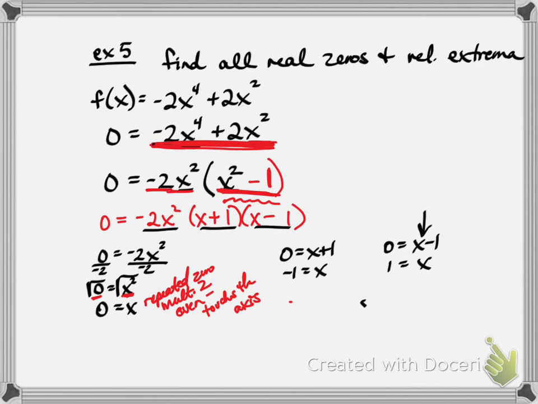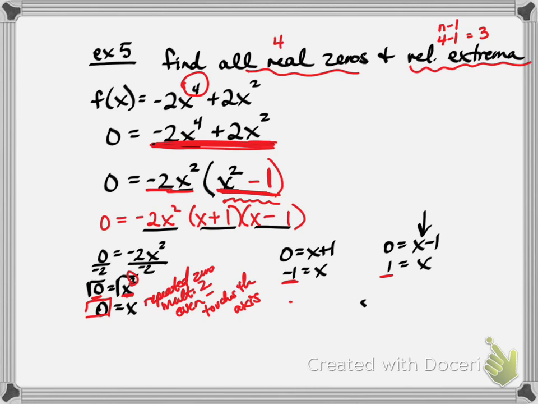But altogether, this was a 4th degree, so we could have at most 4 real zeros. Well, we have 1, 2, 3, but this one was repeated twice. So 1, 2, 3, 4. So that's great. We could have at most n minus 1 relative extrema. So at most 3 relative extrema, and at most 4 real zeros.